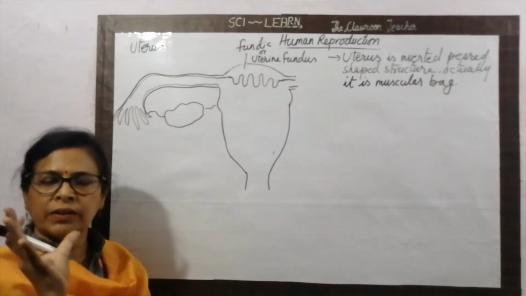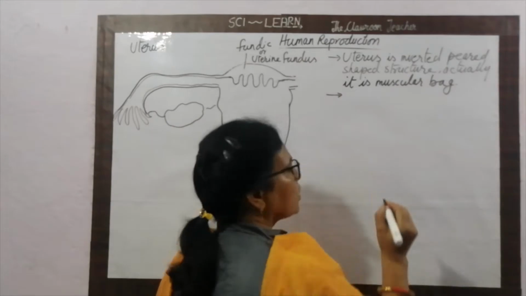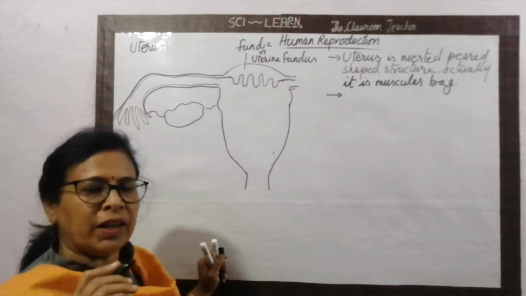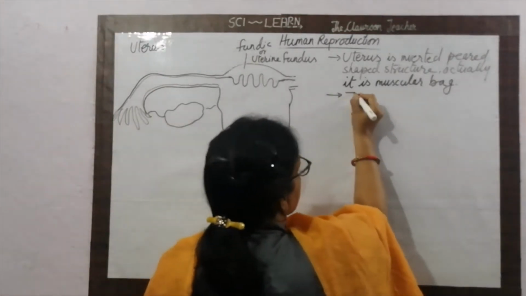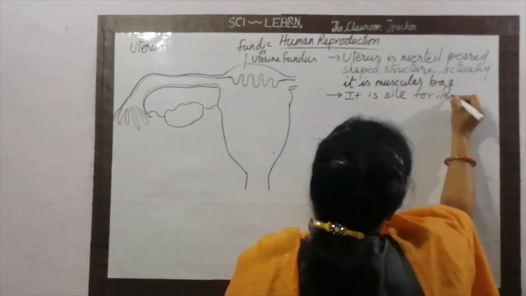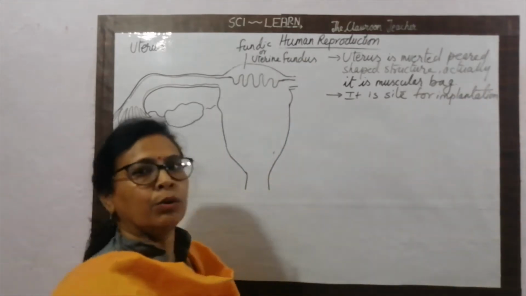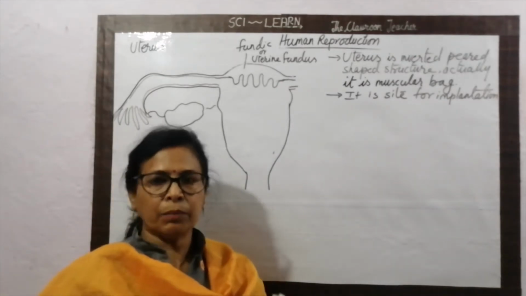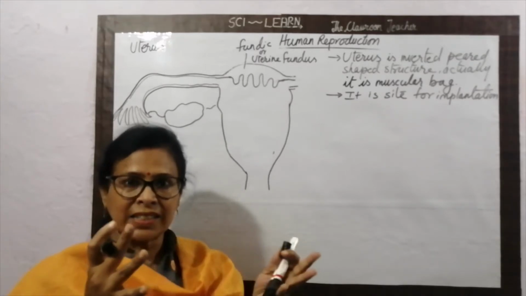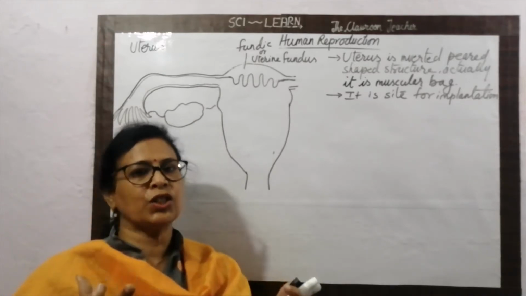Now, what about the uterus? It is the inverted pear-shaped structure, and it is very important. Why is it important? Because the complete development of the fetus goes on inside the uterus only. It is the site for implantation. The whole development of the baby goes on in the uterus, or womb. So it must be muscular, which gives elasticity. It can stretch and has the capacity to hold the weight.